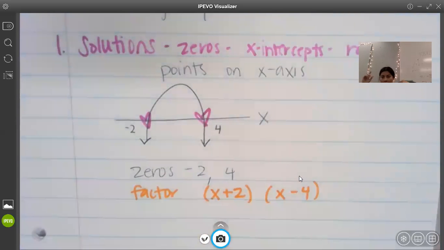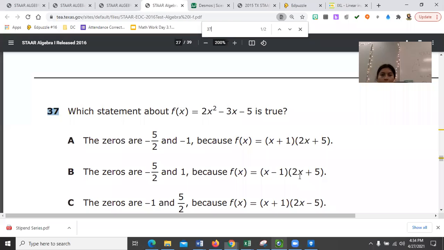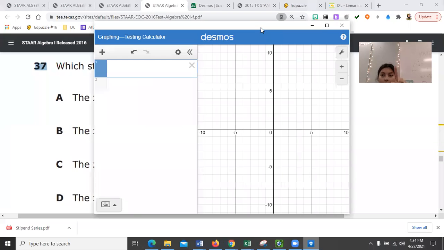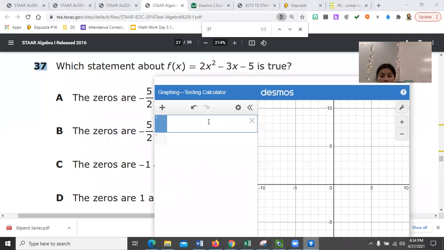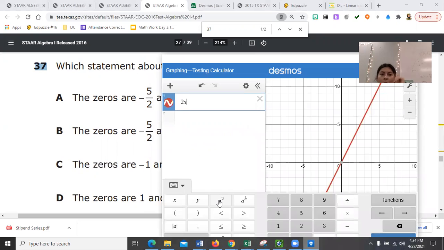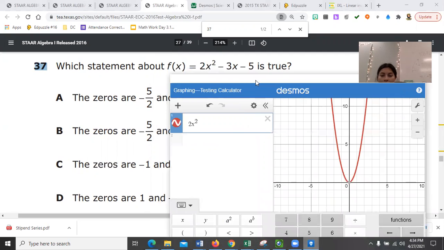So let me show you what Desmos would look like. Okay, so here is the equation, and we're going to put it into our Desmos graphing calculator. You don't have to put the f of x part. That's the same thing as y. So it'd be 2x. To make the squared at the top, you're going to press a little keyboard, and you're going to press the squared. Minus 3x minus 5. Okay, so let me zoom in.